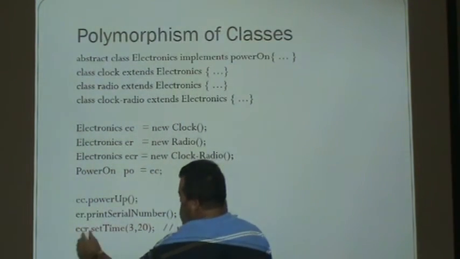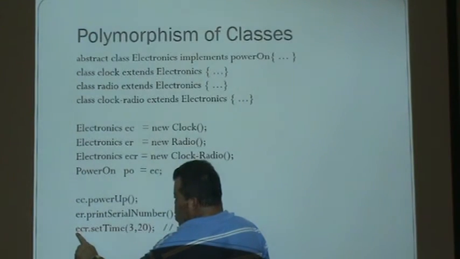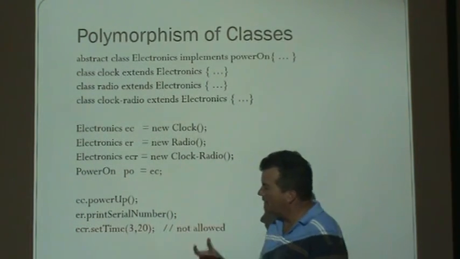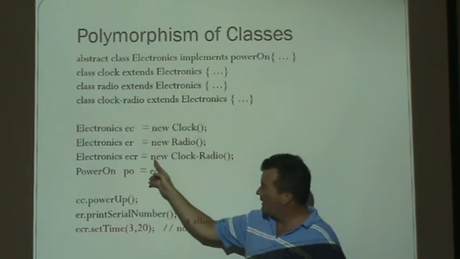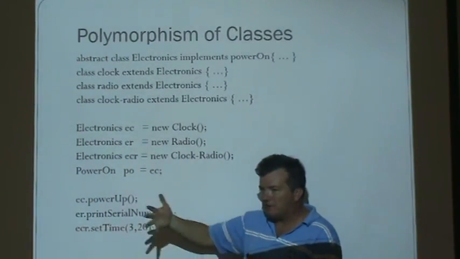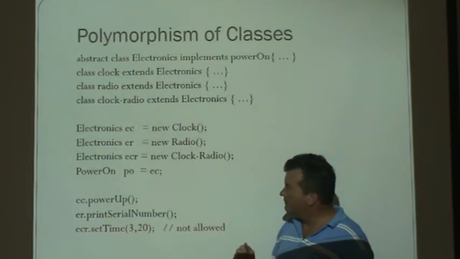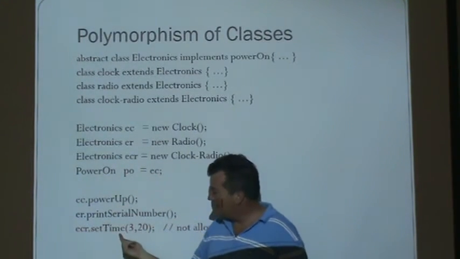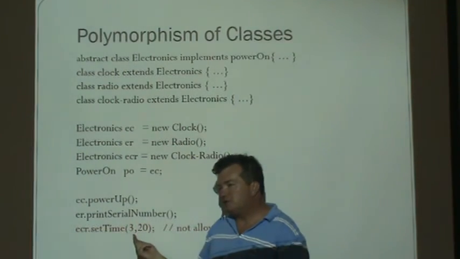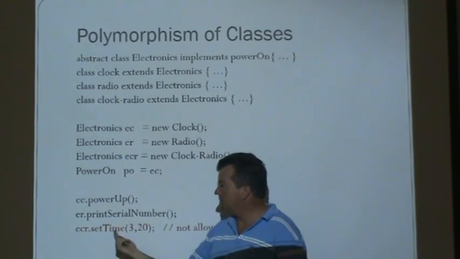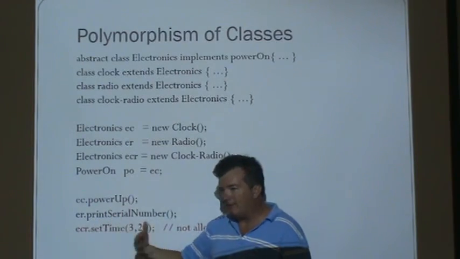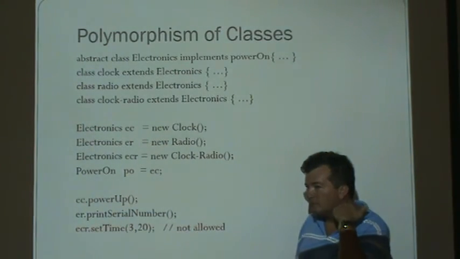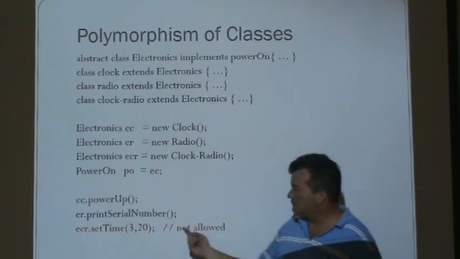So at this point, the reference ECR happens to be pointing at a clock radio. It's of type electronics. It happens to be pointing at a piece of electronics that has other features to it, clock and radio stuff. I go to set the time. So should Java implicitly cast it to a clock radio and then set its time, or not? Or should it cause a compiler error?